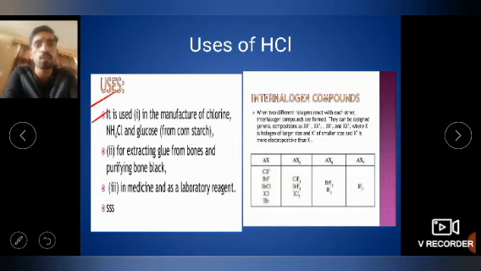Next is uses. It is used for manufacturing chlorine, ammonium chloride and glucose also. Sometimes it is used to extract glue from bones and for purifying bone black. It is used in medicine as a laboratory reagent also.